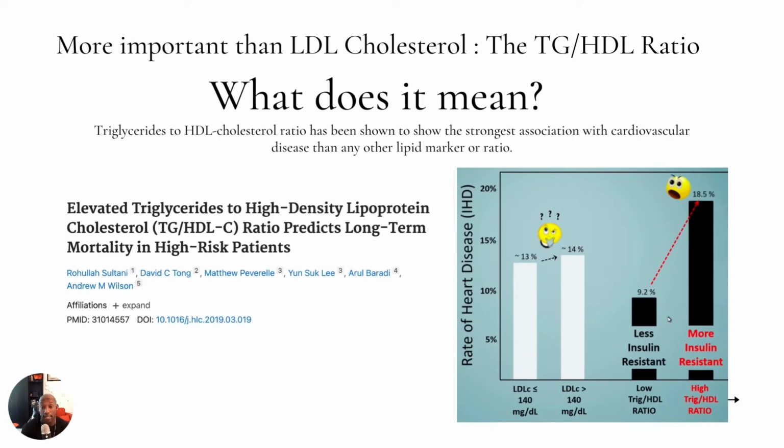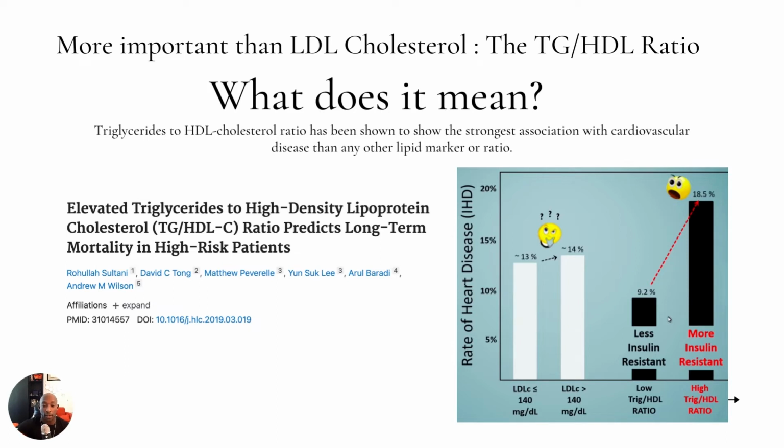So what is more important than the LDL cholesterol? Well, many would argue it's the triglyceride to HDL ratio. This ratio has been shown to have the strongest association with cardiovascular disease of any other lipid marker or ratio. And if you want to do some more research, there's a study here that says elevated triglycerides to high-density lipoprotein cholesterol ratio predicts long-term mortality in high-risk patients. And there's a plethora of studies that show the same thing.